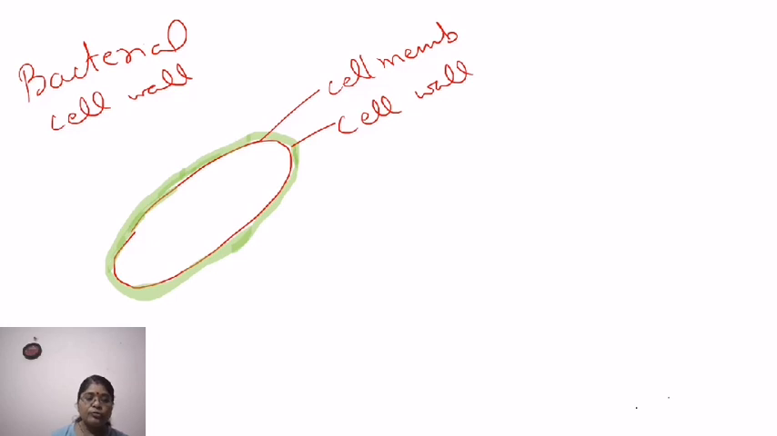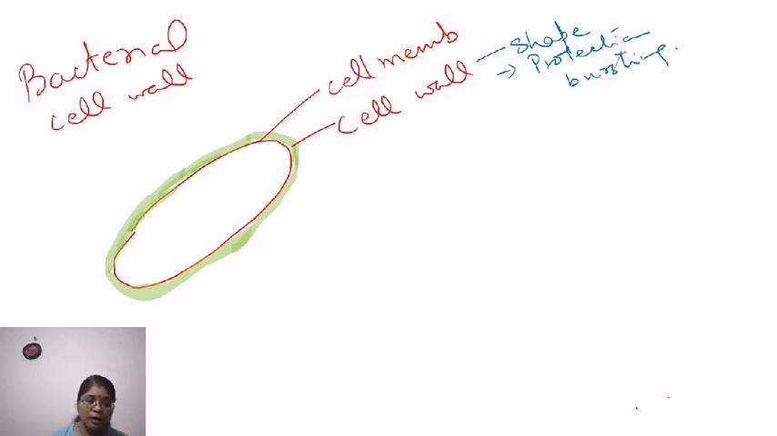Now there are various functions of the cell wall. What are they? It gives shape to the cell. It gives protection to the cell, and it protects the cell from bursting when you keep it in a hypertonic solution. So various roles are played by your cell wall.